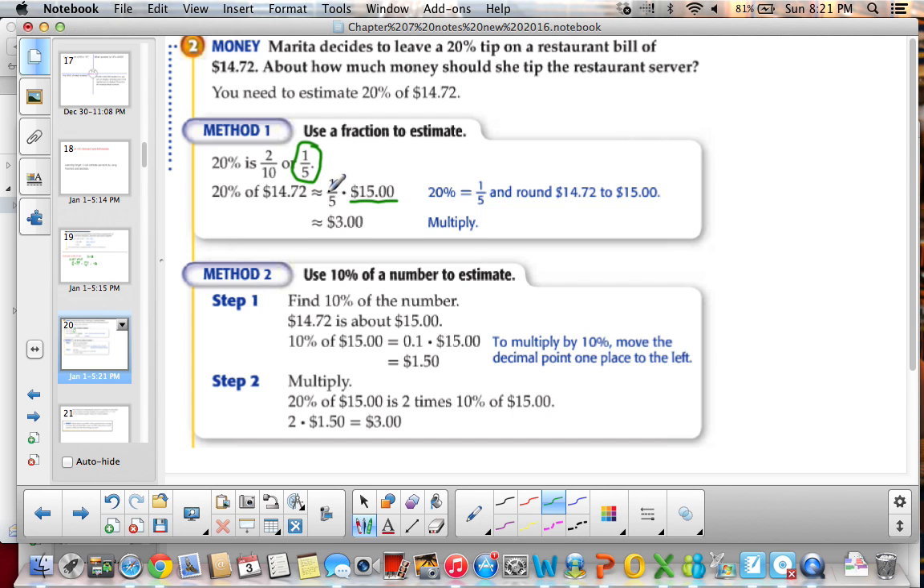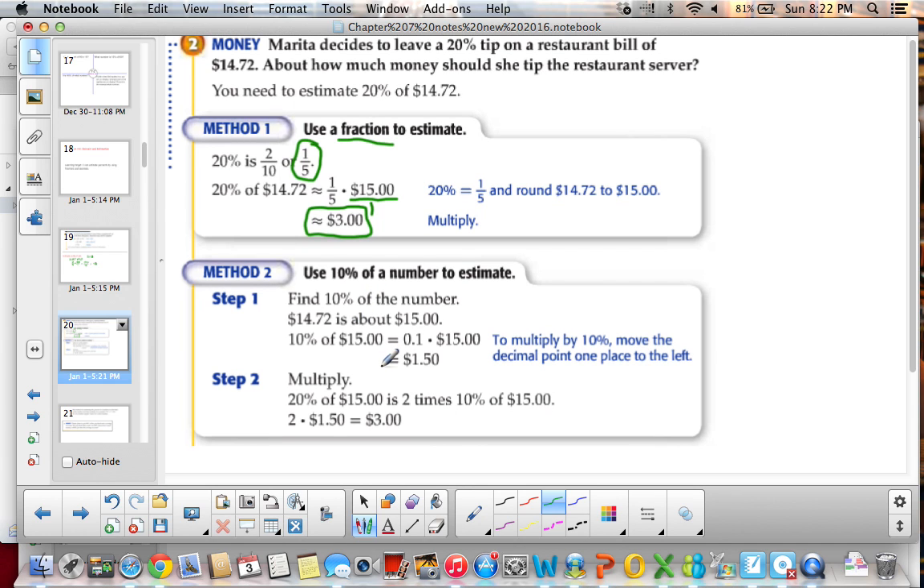So then when we convert it to 15, then we know that 1/5 times $15 converts very nicely. So 1 times $15 is 15, and then 5 times 1, so $15 divided by 5 would be $3. So approximately $3 is what she should tip the server. So that's using a fraction to estimate. We can also use 10% of a number to estimate too.